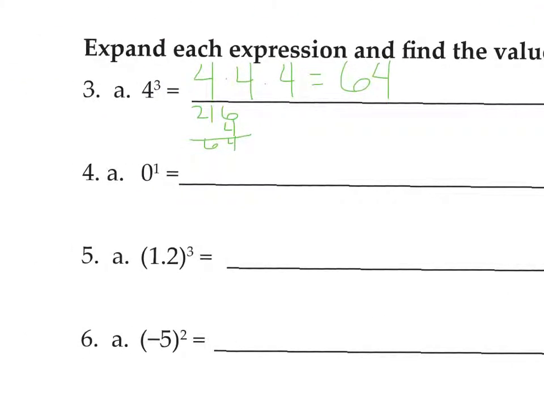Okay, 0 to the 1 power. Any number to the 1 power is just that same number because it just means there is 1 0 being multiplied together.